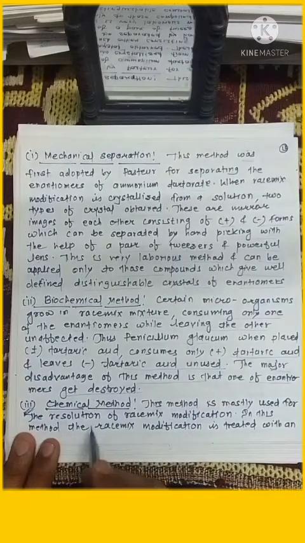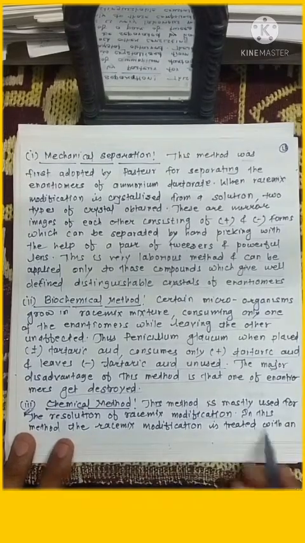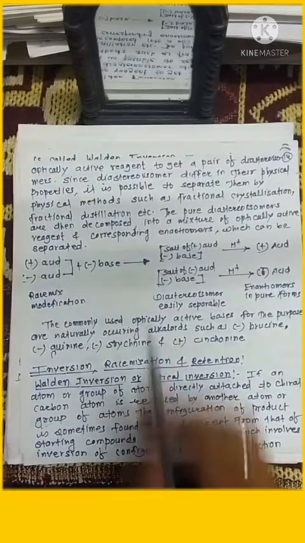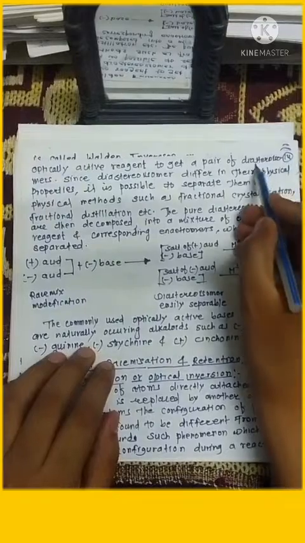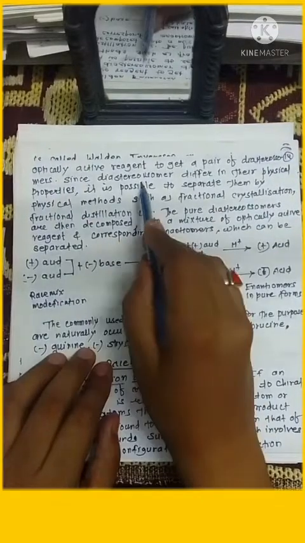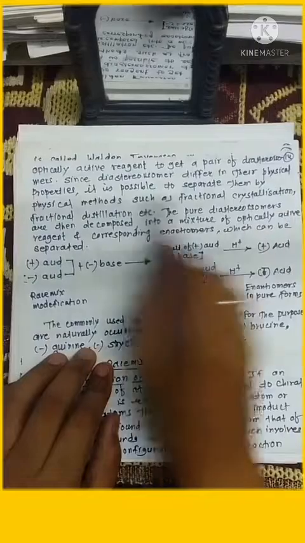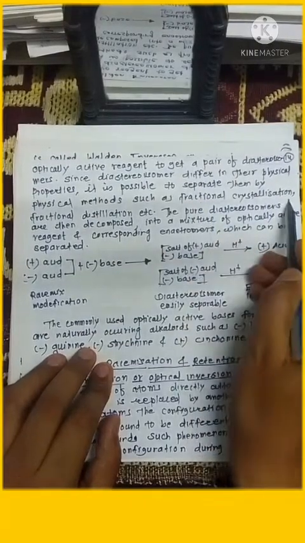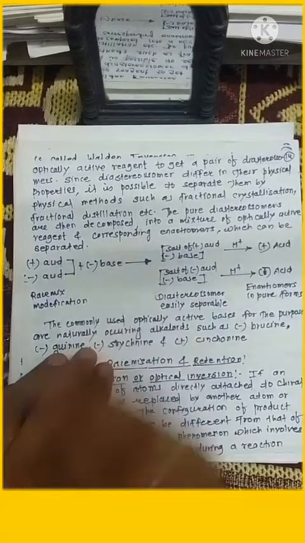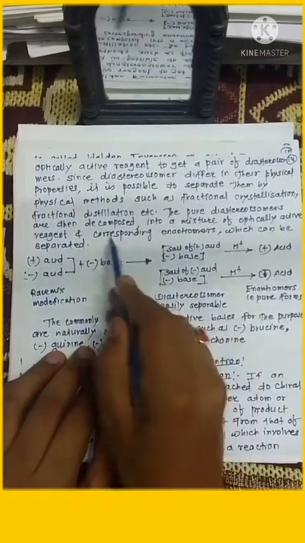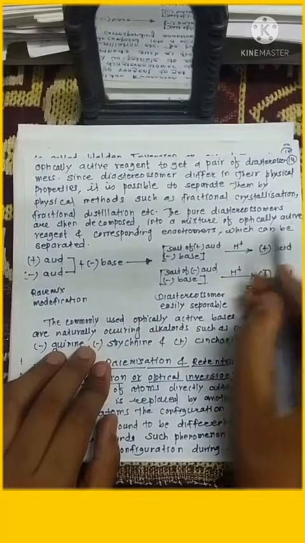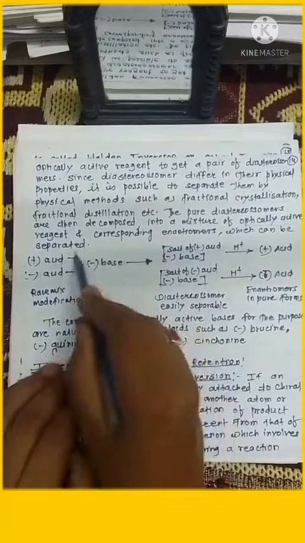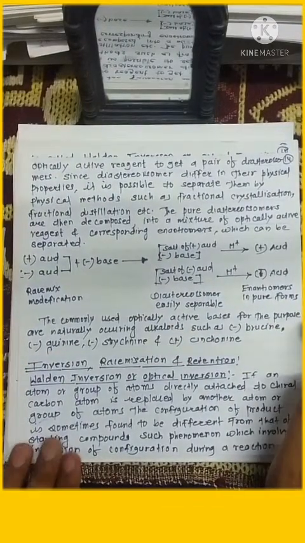This method is mostly used for resolution of a racemic modification. In this method, the racemic modification is treated with an optically active reagent to get a pair of diastereomers. Since diastereoisomers differ in their physical properties, it is possible to separate them by physical methods such as fractional crystallization, fractional distillation, etc. The pure diastereoisomers are then decomposed into the optically active reagent and the corresponding enantiomer, which can be separated.